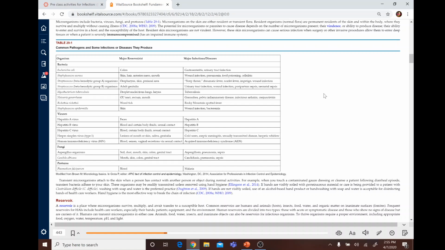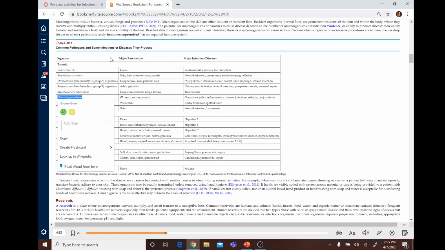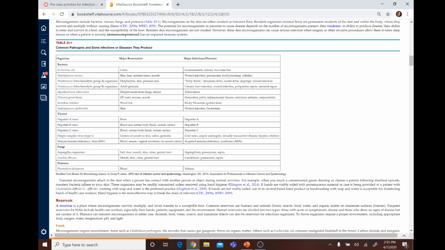What is the major reservoir for Mycobacterium tuberculosis? Droplet nuclei from lungs and larynx. What is the major infection or disease caused by Mycobacterium tuberculosis? Tuberculosis. What is the major reservoir of Neisseria gonorrhoeae? GU tract, rectum, and mouth. What are the major infections and diseases caused by Neisseria gonorrhoeae? Gonorrhea, pelvic inflammatory disease, infectious arthritis, conjunctivitis.